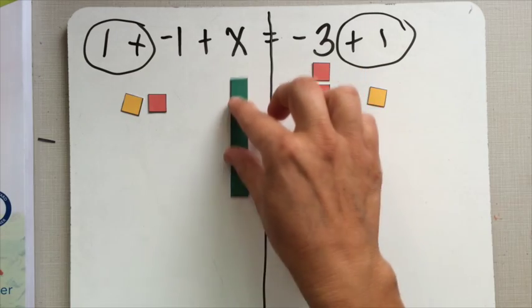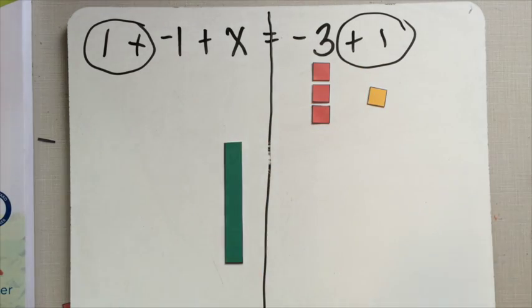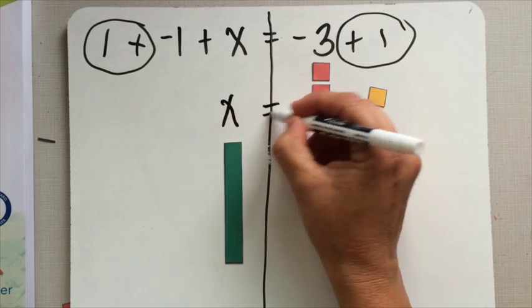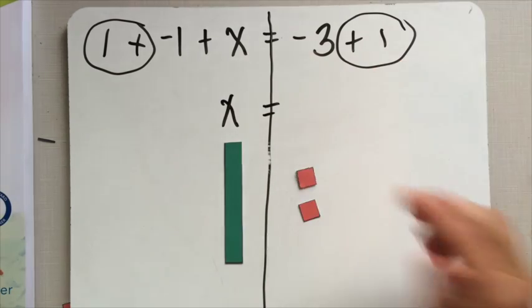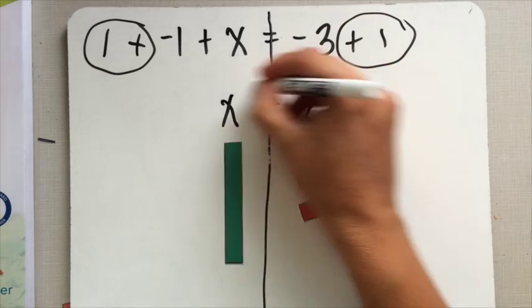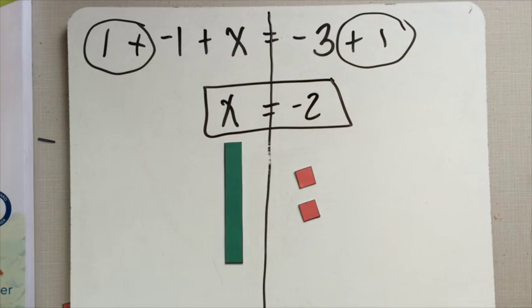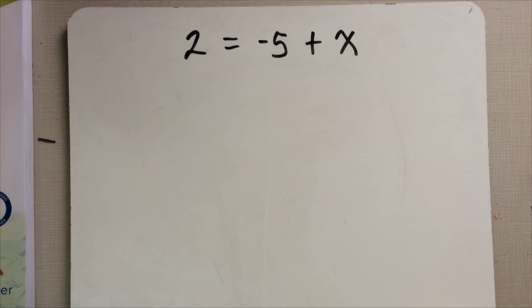Then I combine like terms. These add up to nothing, and I get x all by itself on this side. And over here, this +1 is going to eliminate one of these -1s, and I get -2. X equals -2. How'd you do? All right, here's another one. 2 equals -5 plus x. Give it a try.